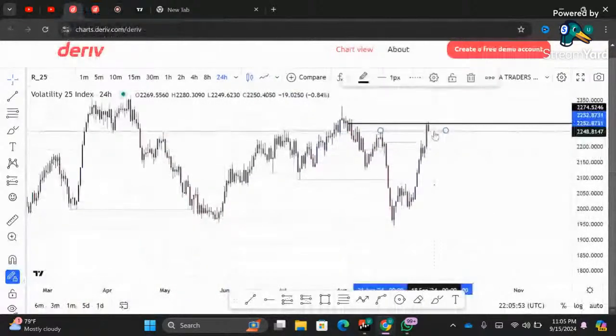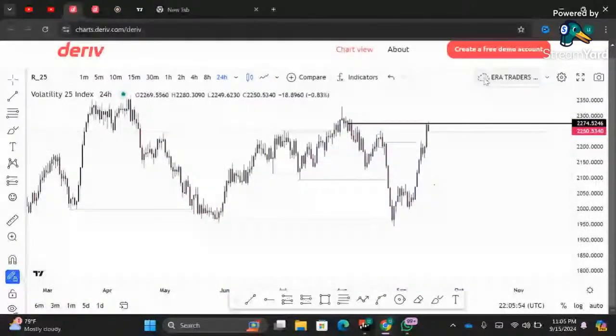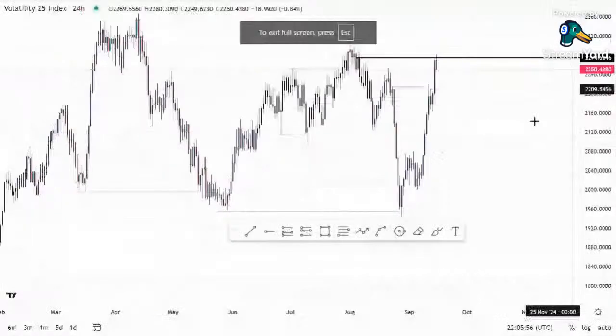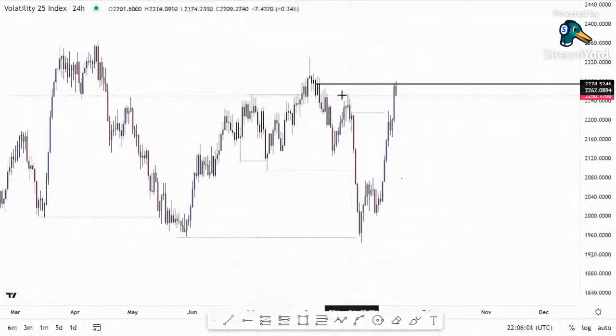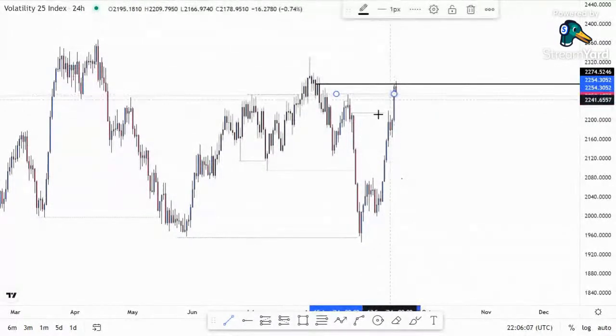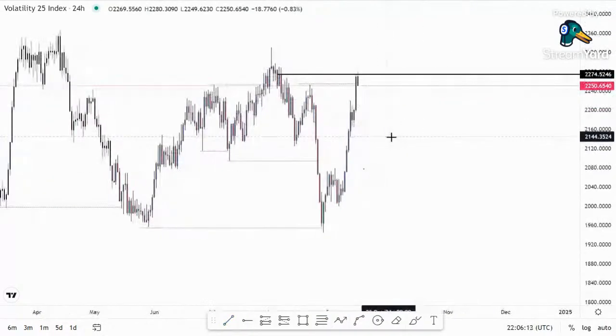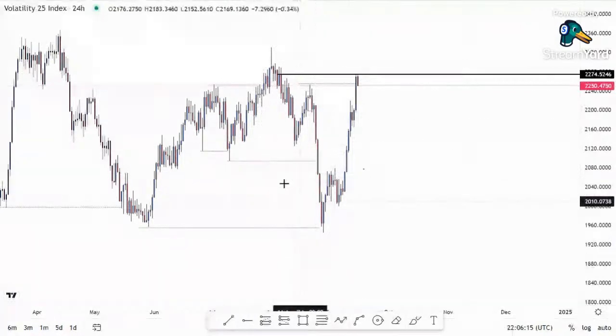Currently, volatility has been really rough. I've not really seen much. But what I can see from this 4 hour is that price basically swept that high.